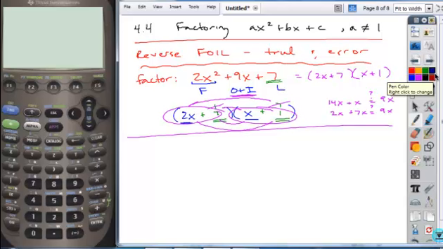Do you guys recall that? Does that look somewhat familiar to you guys? Okay, try this one on your own, please.